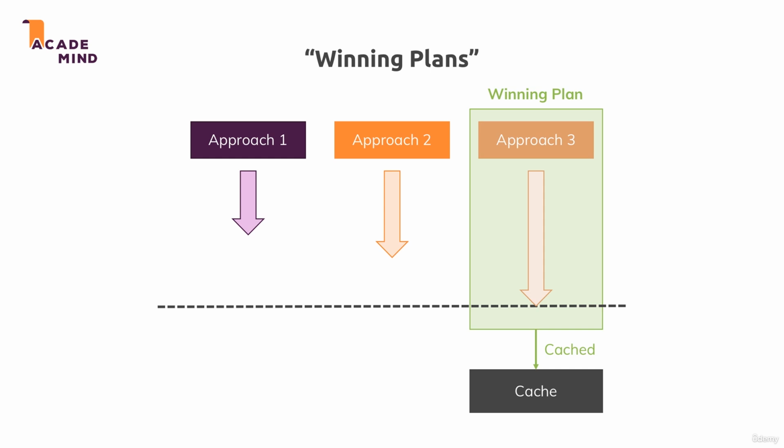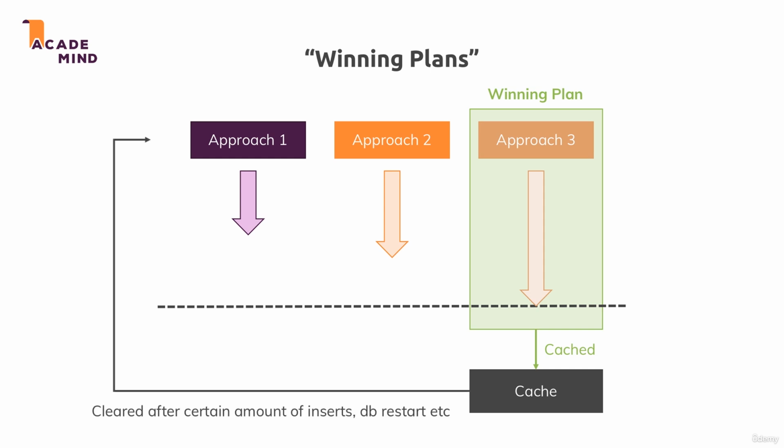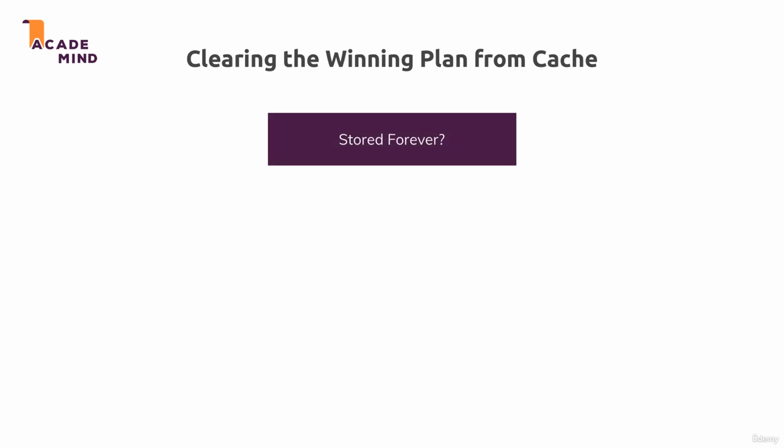For future queries that look different, that use different values or different keys, it will of course race again and find a winning plan for that type of query. Now, of course, this cache is not there forever. It is cleared after a certain amount of inserts or a DB restart. To be precise, instead of being stored forever, this winning plan is removed from cache after you wrote a certain amount of documents to that collection. Currently, that should be 1,000.